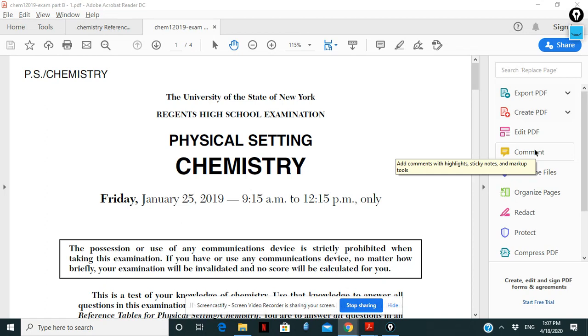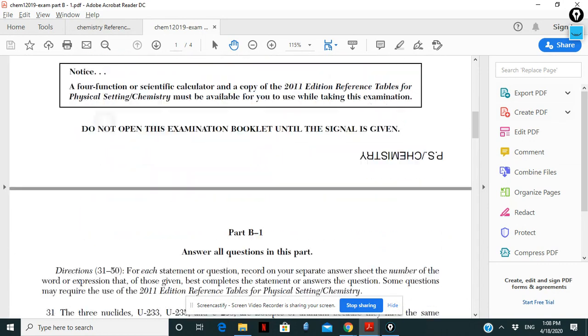Today we're going to continue doing the January 2019 chemistry Regents. We are going to do Part 1, the multiple choice part.